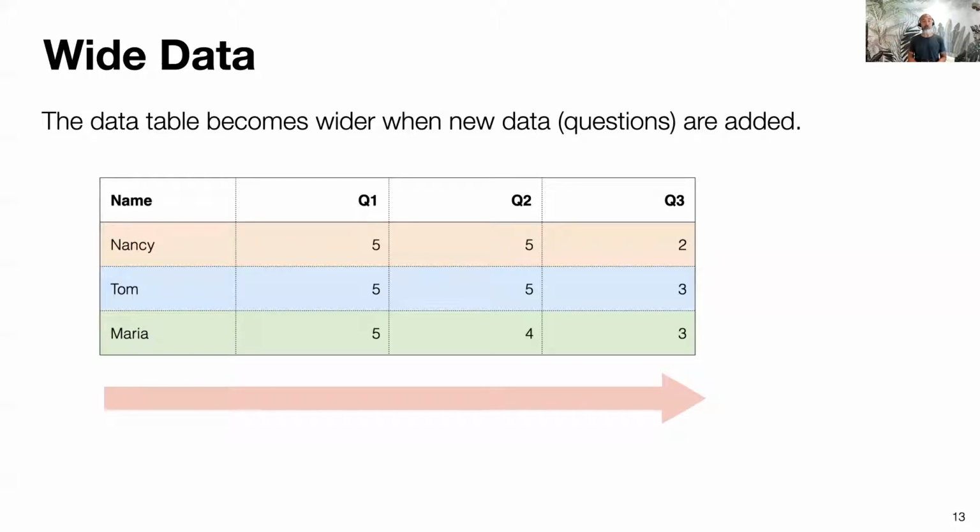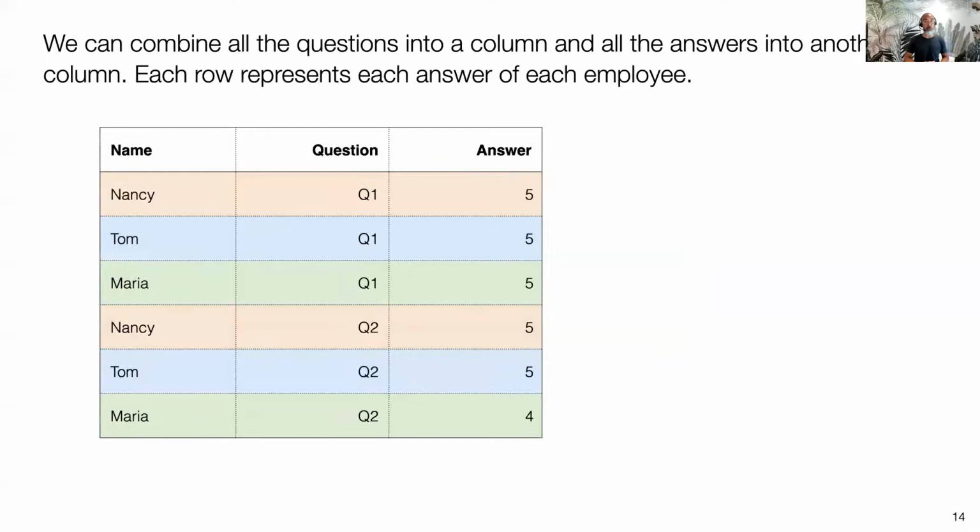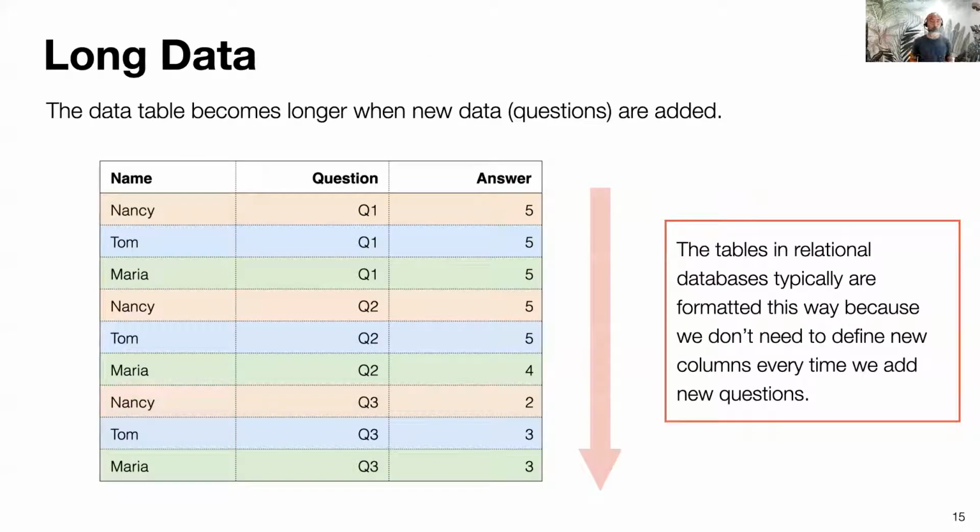Yes, that's true. But this is a comparison to the other data format, which is the long format. In the long format, the more questions come in, the more the data tends to go down. In this case, we have a question column and an answer column. The question column contains Q1, Q2, and it could be Q3, and the corresponding answer is presented in a different column. No matter how many questions you have, you always have two columns, question and answer. This type of data we call long data.